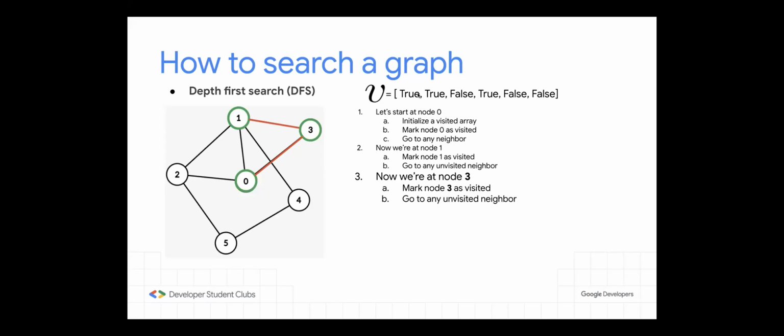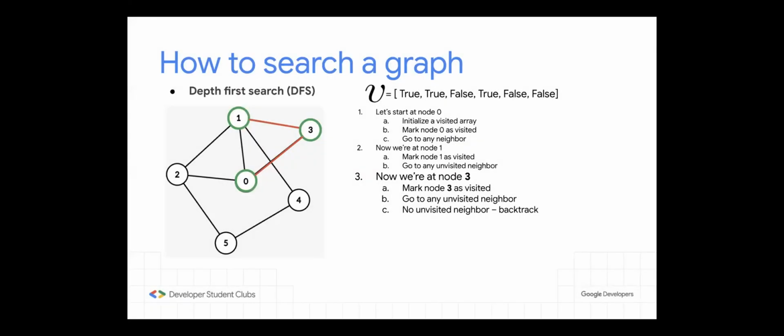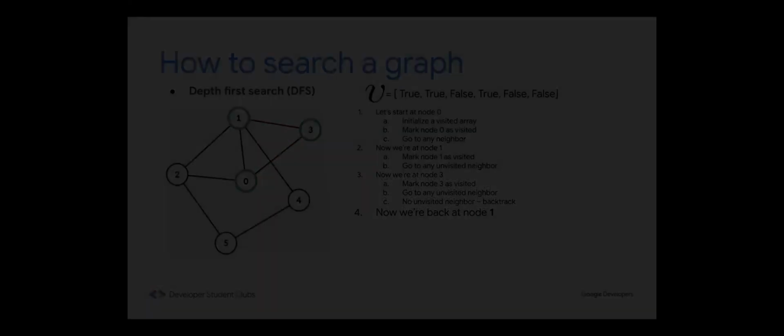And this is what I meant when I said earlier that I have to backtrack. When I can't walk anymore, in other words, I've hit a dead end, I'm going to backtrack. So I'm actually now going to go backwards. No unvisited neighbor, so I'm going to backtrack.